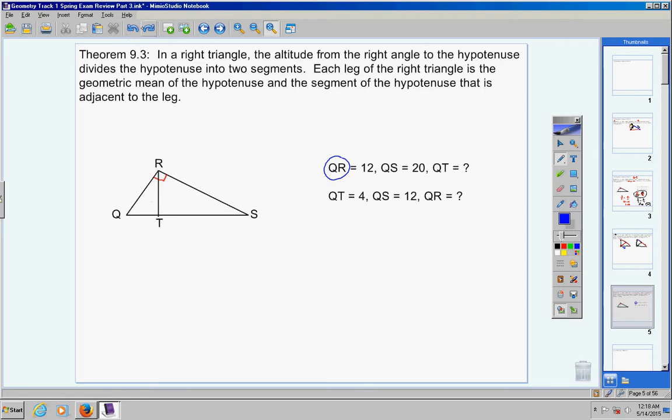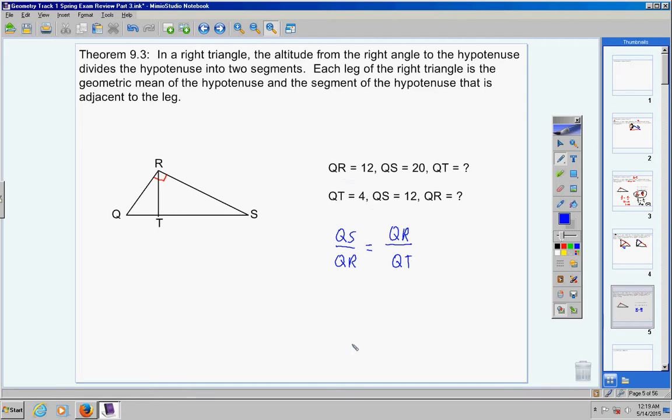So the formula you would want to write is QR here equals, and then QR up here. Always write your geometric mean twice and put the other two segments here. Now, the other two segments are what? QR is the geometric mean of this whole segment, that's QS, and then the segment that's touching this leg, which is QT. And now we're good. Let's solve this problem here.